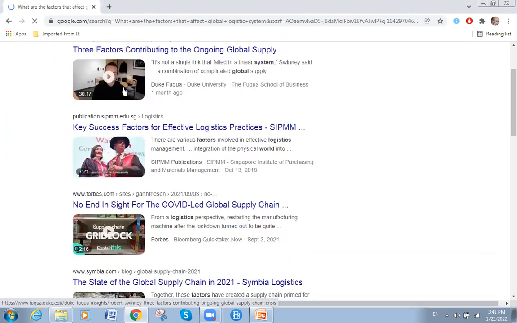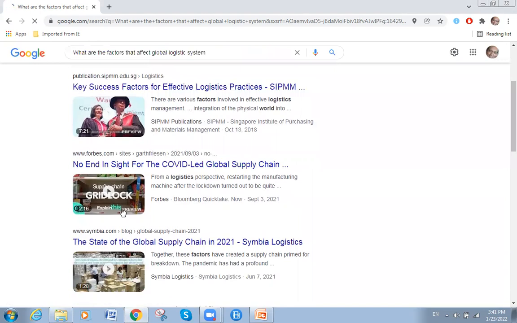Factors contributing to organization global ongoing key success. No intentions.